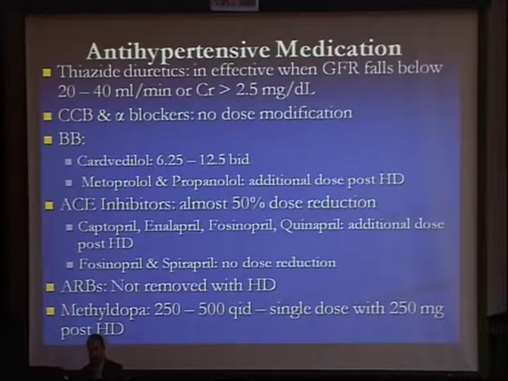ACE inhibitors in general, there is going to be an almost 50% dose reduction. There is going to be a difference in different individual drugs: captopril, enalapril, and quinapril will need additional doses post-hemodialysis, whereas fosinopril and spirapril need no dose reduction. ARBs are not removed with hemodialysis, so they're better to use in these kinds of patients, and they're less likely to produce hyperkalemia. Methyldopa will need an additional 250 milligrams post-hemodialysis.